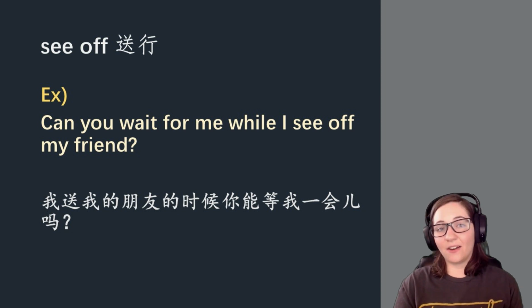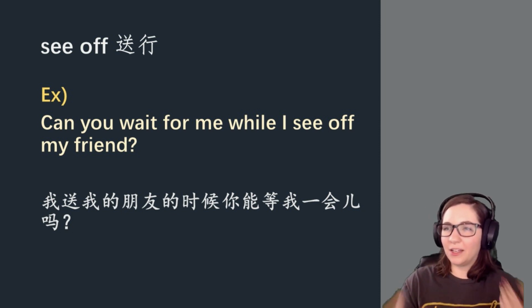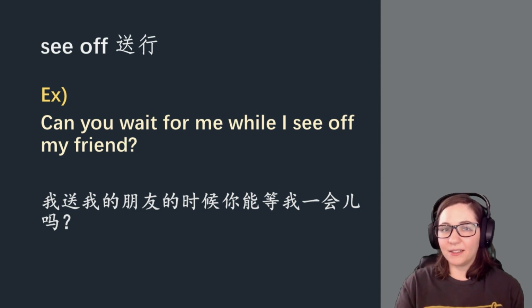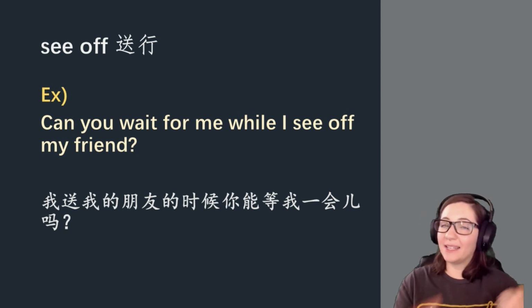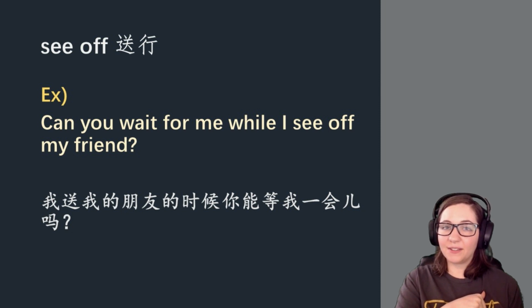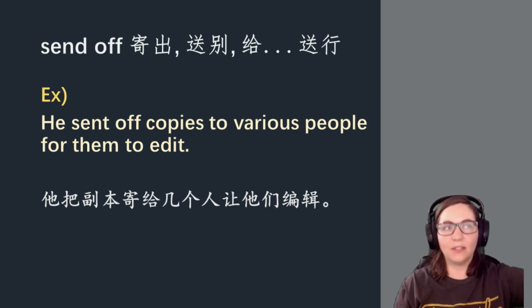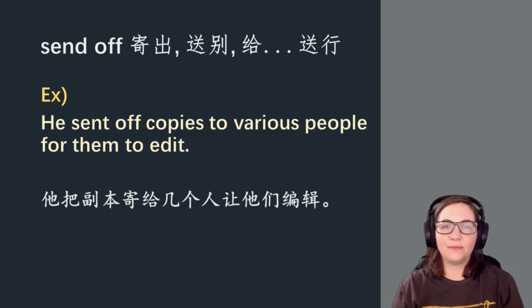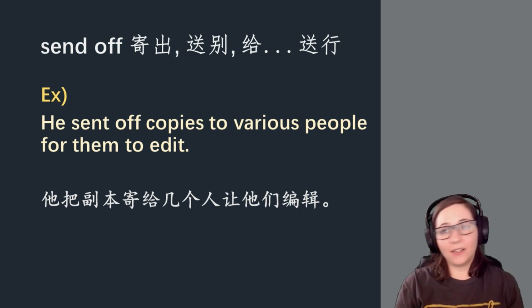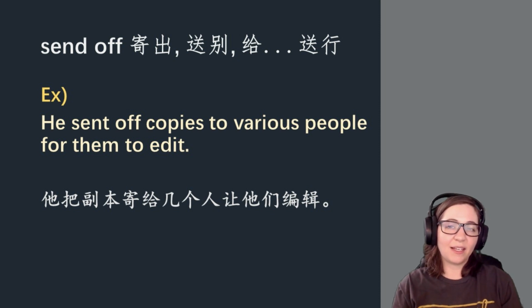The next one is see off. See off means to say goodbye to someone. So, can you wait for me while I see off my friend? So the next one is send off. And send off means to dispatch or to literally send something to someone. He sent off copies to various people for them to edit.